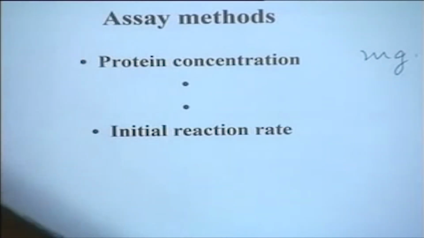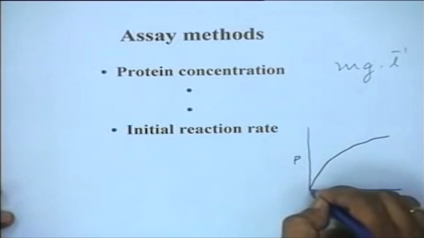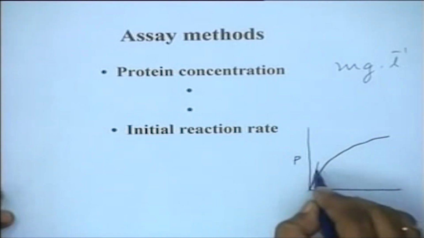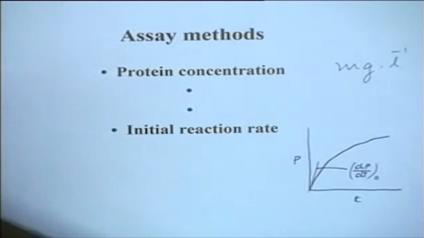The other way, which is probably more important for assay of an enzyme, is its catalytic function. That means you determine its capability to carry out a biochemical reaction and represent its concentration in the form of initial reaction rate. If you look at the reaction profile of any chemical reaction, it can be plotted between time and product formed. It will go like this, and ultimately the rate of the reaction at the origin, dP over dt at zero time, will give you the initial reaction rate.